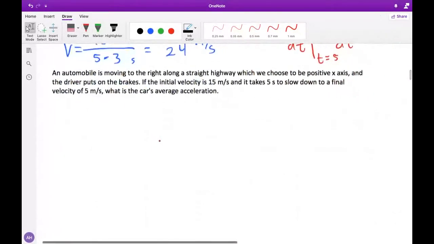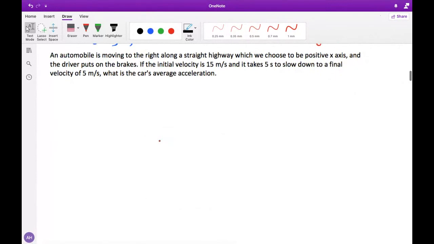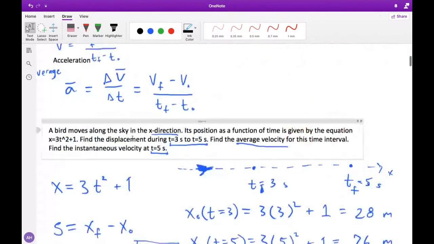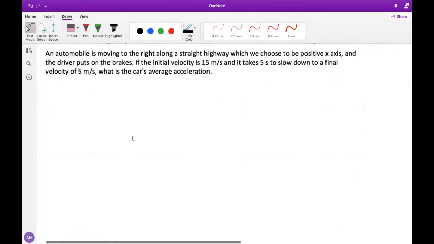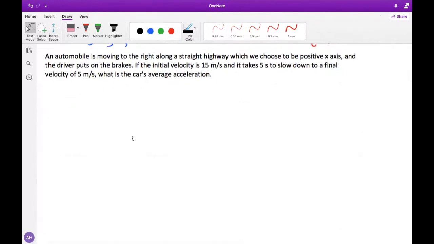And so one more example here to solidify all of this info before we move on. Another example I have here says an automobile is moving to the right along a straight highway, which we choose to be the positive x-axis, and a driver puts on the brakes. If the initial velocity is 15 meters per second and it takes 5 seconds to slow down to the final velocity of 5 meters per second, what is the car's average acceleration?